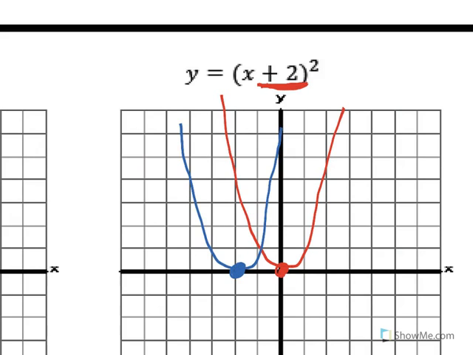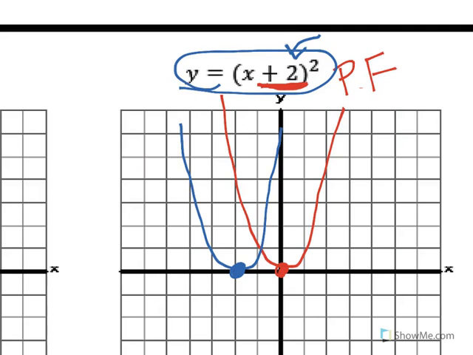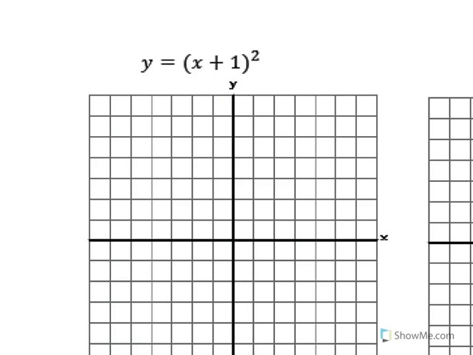So what happened is that this +2 shifted my parabola 2 to the left. And you're thinking, oh, but it says plus 2. You cannot forget, it's the opposite sign. So you're going to go 2 to the left. My parent function is in red, so let's call that PF, and in blue is my new parabola that I just graphed. All right, let's go on to the next problem, number 4.